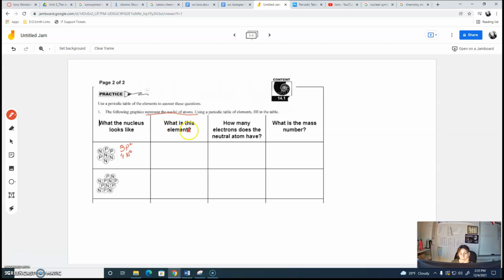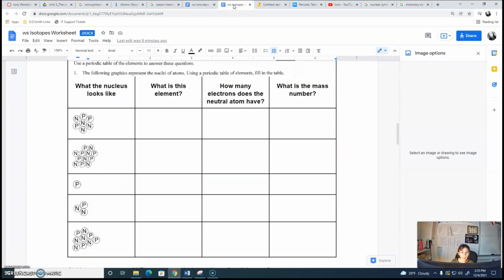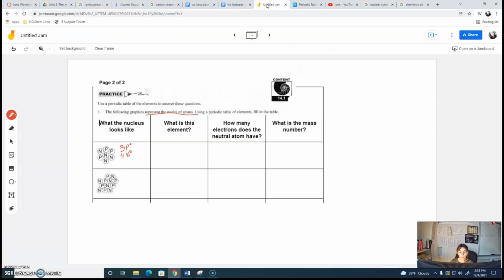The first question is asking, what is the element? How do I know what the element is? I always look at the protons. I'm looking for an element that has 3 protons, which means an atomic number of 3. Here's my atomic number 1, 2, they go in order. 3 is lithium. Atomic number 3, 3 protons. Lithium is my element. And here's the symbol for lithium.